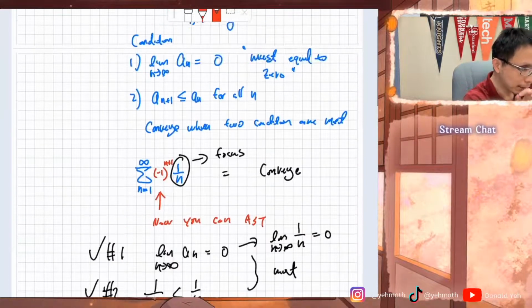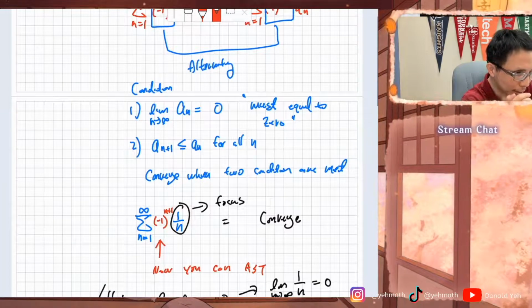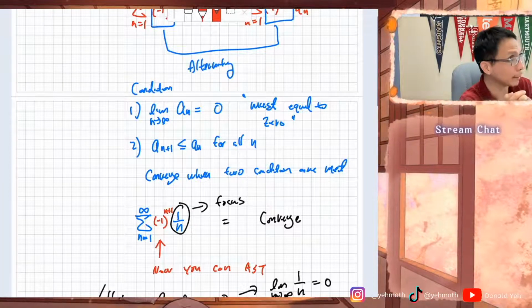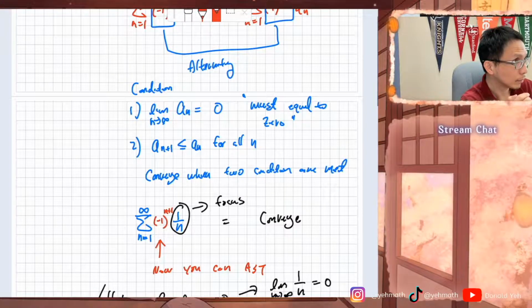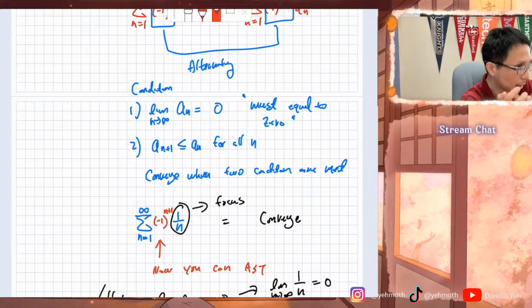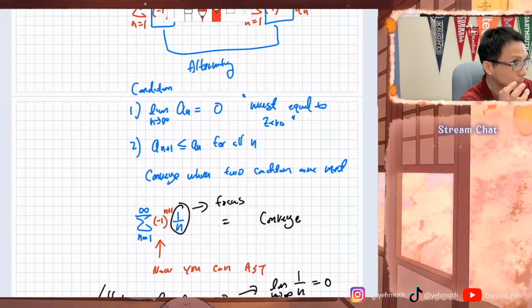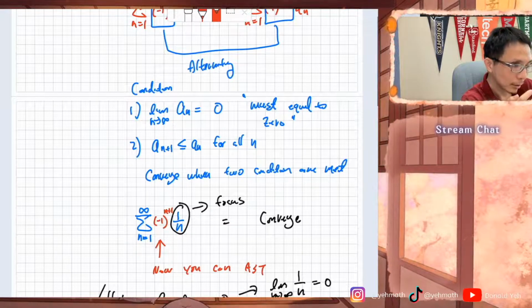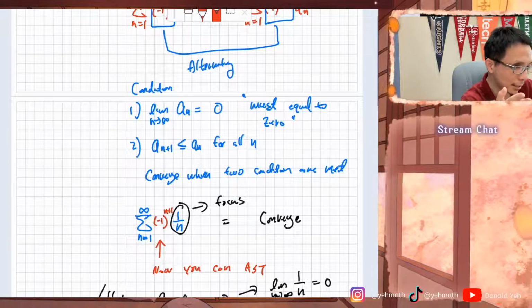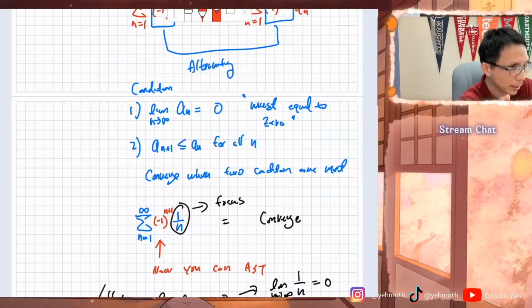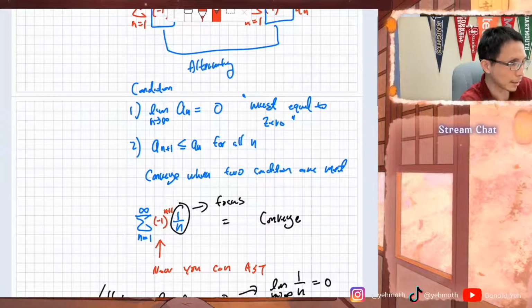Because they say the condition has to be for all n. If it doesn't meet the second condition, it's going to be divergent. So just because it does one bump up, it's divergent. Well, that's what the condition says. They say it has to be for all n. Converge when two conditions are met. How does that even make sense?